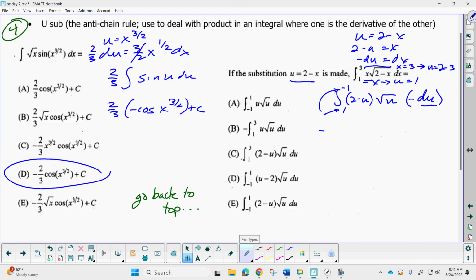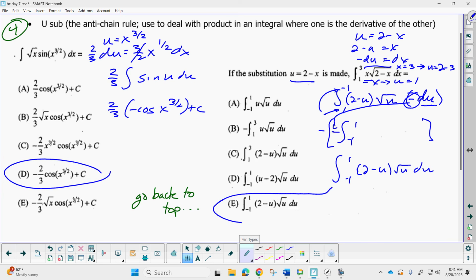Now, if I flip those, negative 1 to 1, then with that negative, along with the negative out front, I get a big fat positive. And so you should be choosing negative 1 to 1 of 2 minus u root u du, which is E, Edgar? Cool. All right. Questions on u sub?